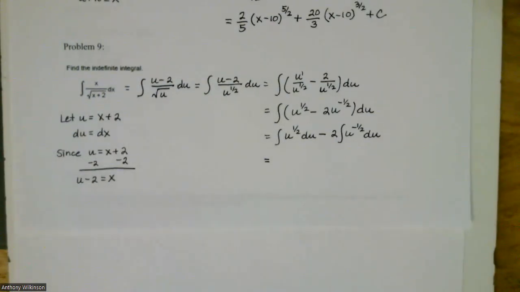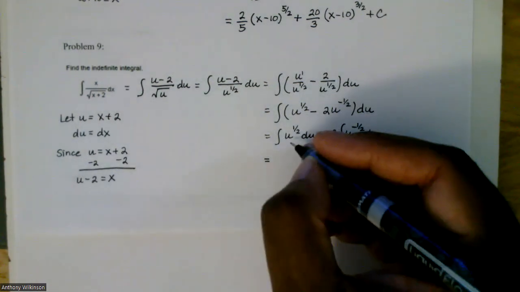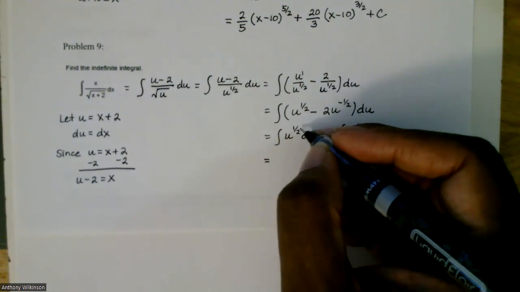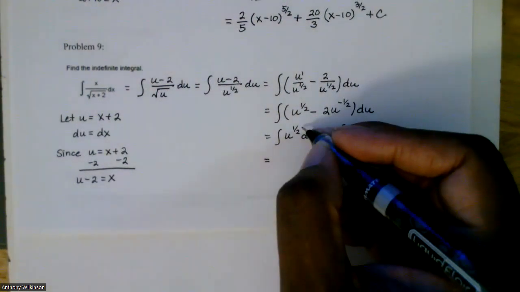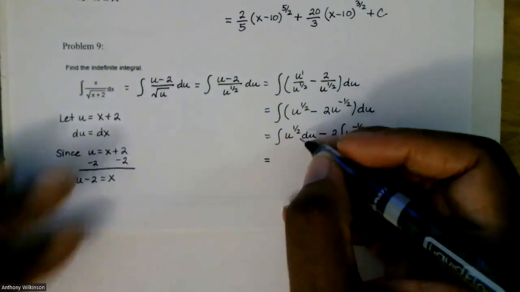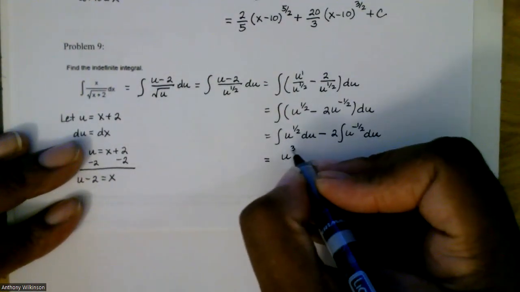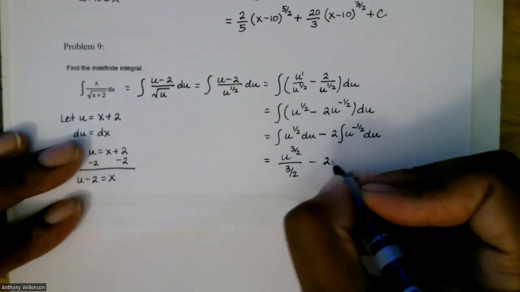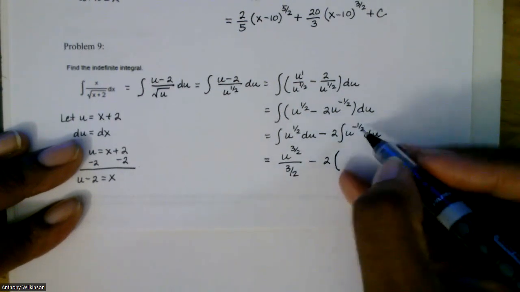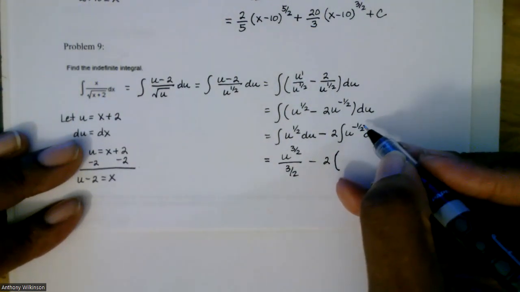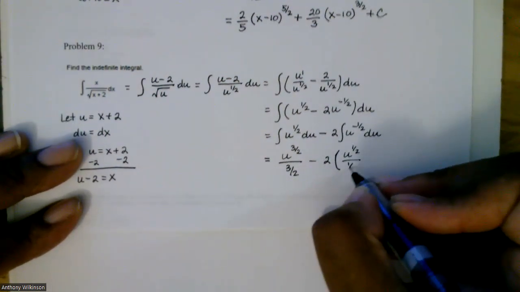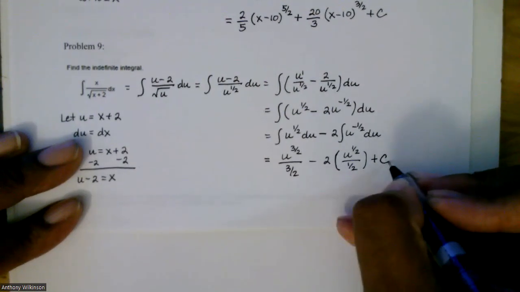And then we'll integrate each piece. So in this case here, for each part, we increase the power by 1, so it'll be 1/2 plus 1, which will be u to the 1.5, or u to the 3/2. So it'll be u to the 3/2 power divided by that 3/2 minus 2 times. Add 1 to the negative 1/2 will be 1/2. So it'll be u to the 1/2 divided by 1/2. And then plus c.